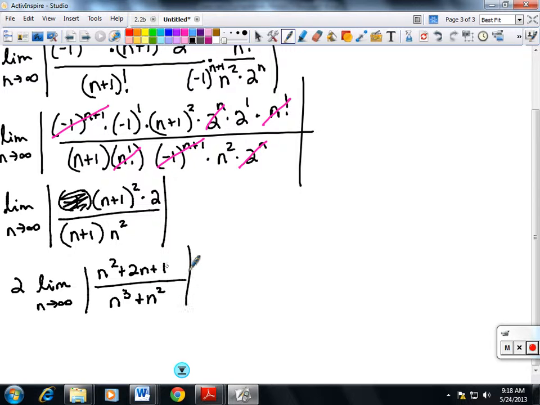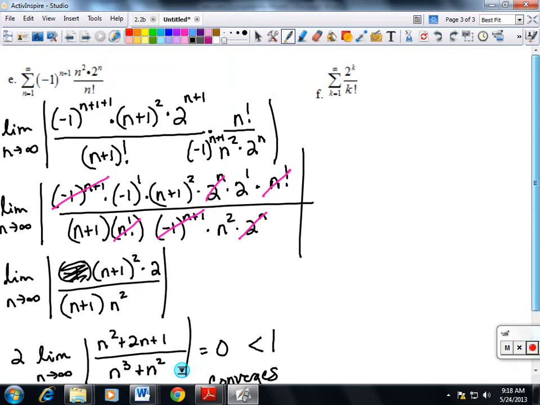The bottom is bigger than the top, so the limit automatically goes to 0. 0 is always less than 1, so because 0 is less than 1, it converges, because what you're trying to find is, if it's less than 1, it converges. If it's greater than 1, it diverges. And remember, if it's equal to 1, you know nothing and you need to do another test. You shouldn't have used the ratio test to begin with.